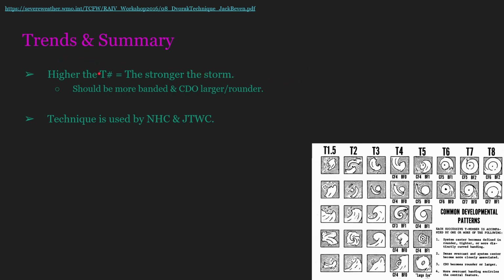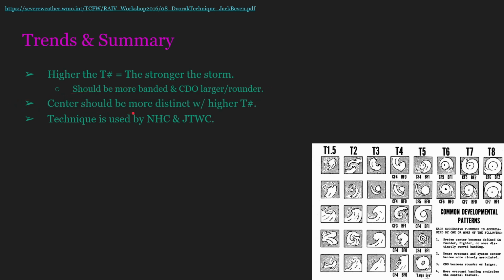But again, trends in summary is that the higher the T number, the stronger the storm should be. You should not have a T8 tropical storm. If you have a T8 tropical storm, something is seriously wrong. The stronger the storm is, the more banded it should be, and the CDO should be either larger or rounder. It can also be both as well. But for the most part, what this is saying is that the stronger the storm should be, the healthier it should look too.